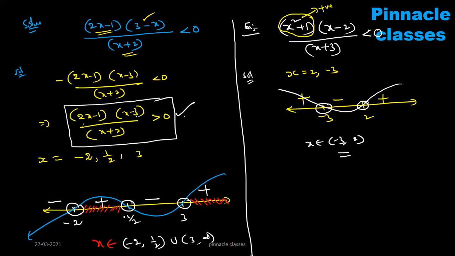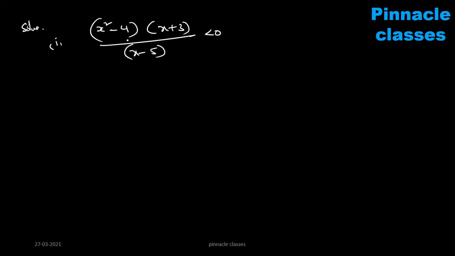Same model I am giving. Solve: 1, x square minus 4 into x plus 3 by x minus 5 less than 0. 2, x square minus 9 into x plus 1 by x plus 3 less than or equal to 0. See, both are different models. Don't get confused here. Both are completely different models.